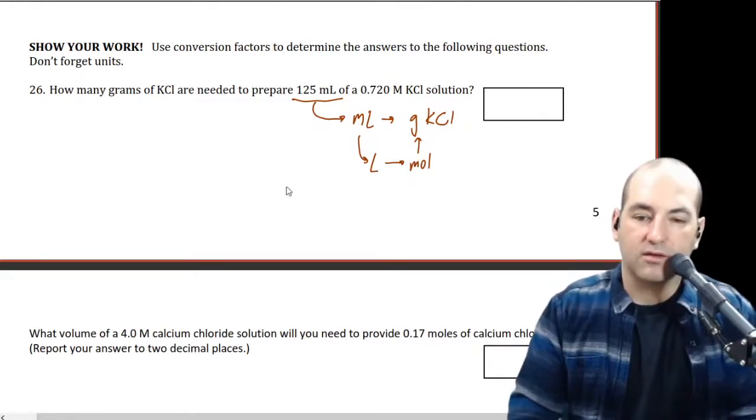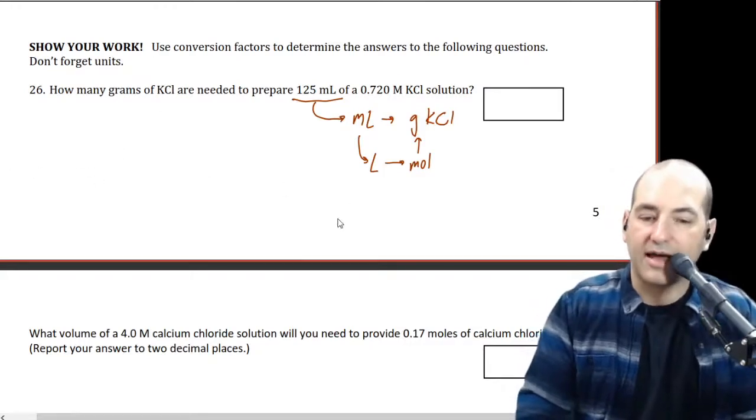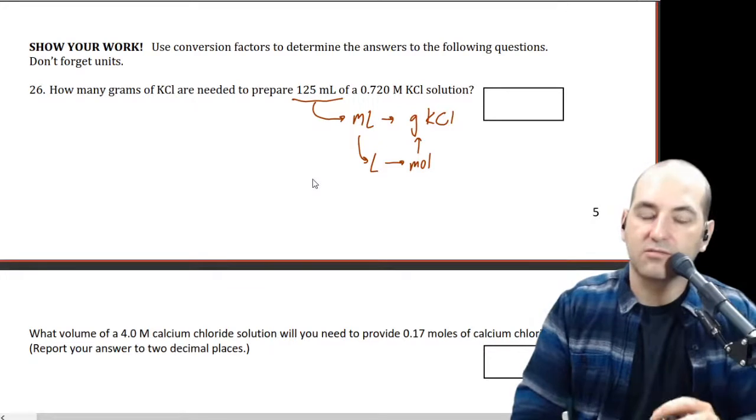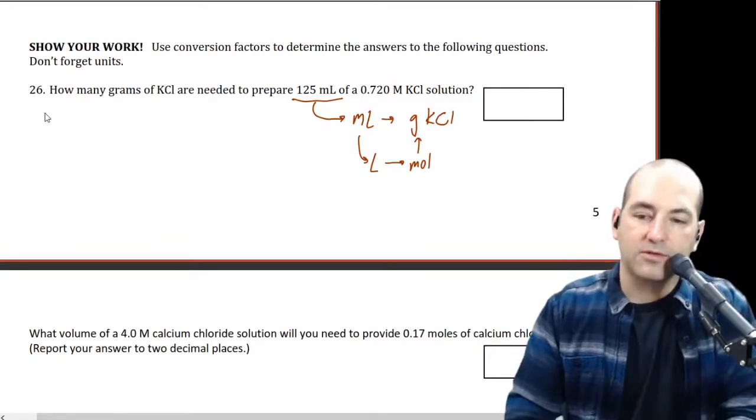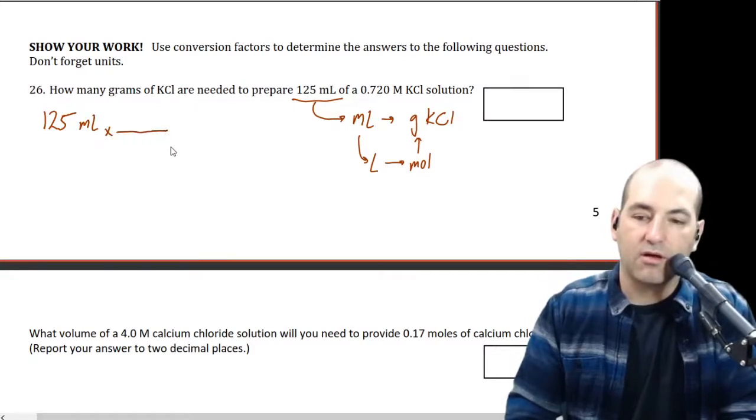So that's going to look like this. I'll set it up all in one big line, but you can also just do this one step at a time. So we can take the milliliters and convert it to liters. And this is really the step that's going to be the new part. How do we go from liters to moles? So 125 milliliters, we're going to convert milliliters to liters, liters to moles, and then moles to grams.